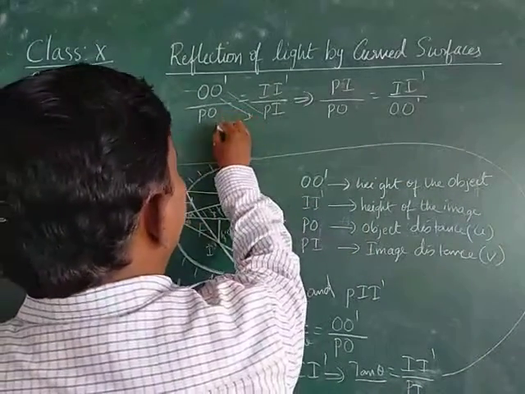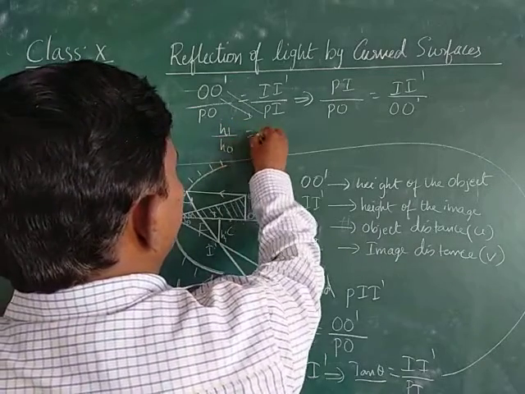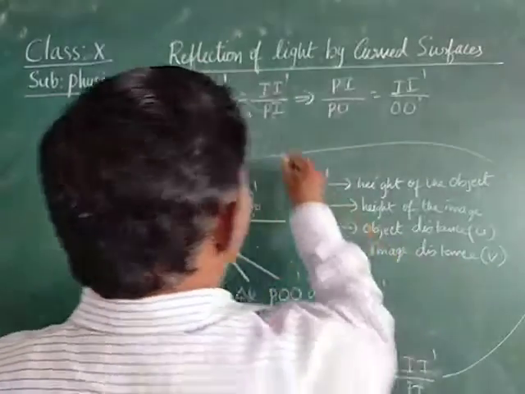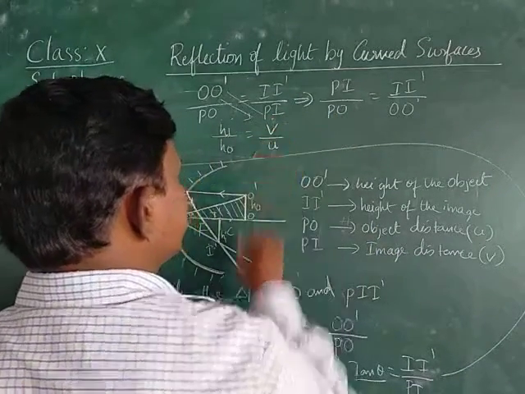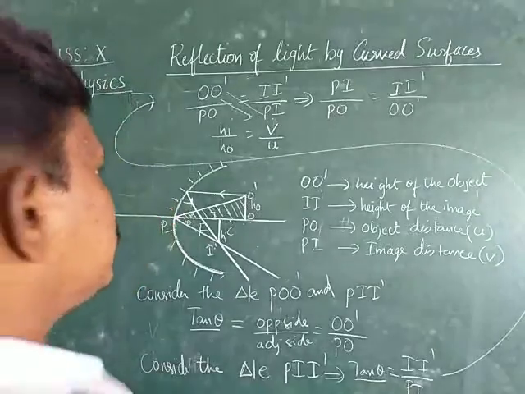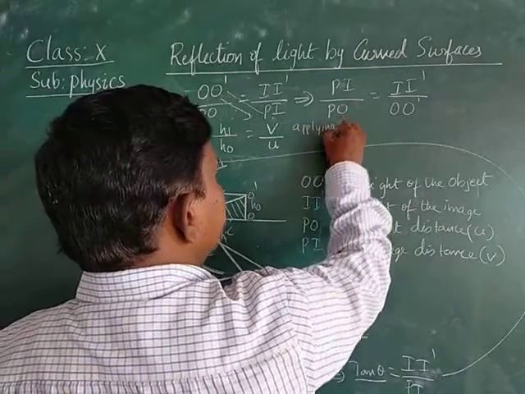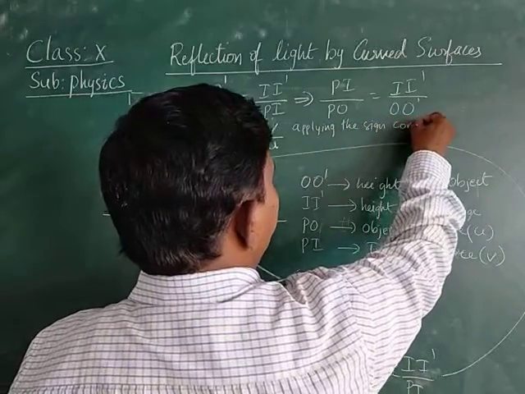Therefore, I dash is nothing but HI, and O dash is nothing but HO. That is equal to PI, the image distance, normally V, and PO, the object distance, that is U. Now, applying the sign conventions.